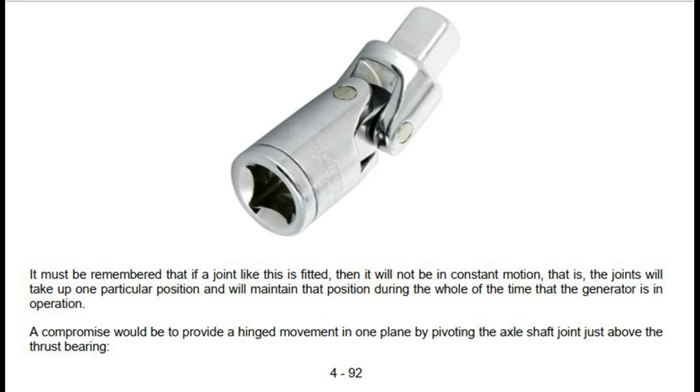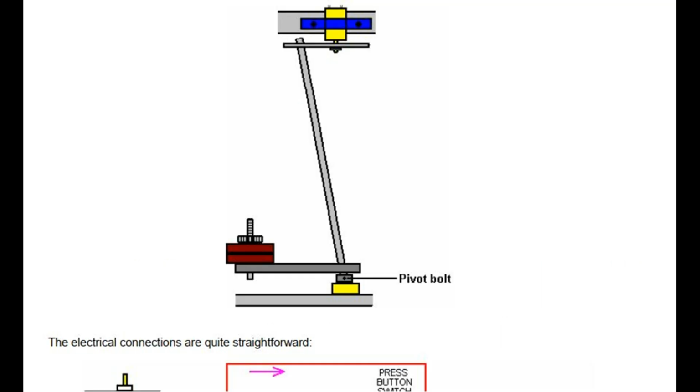These bearings come in different forms, and one of them looks like this. It must be remembered that if a joint like this is fitted, then it will not be in constant motion, that is, the joints will take up one particular position and will maintain that position during the whole of the time that the generator is in operation. A compromise would be to provide a hinged movement in one plane by pivoting the axle shaft joint just above the thrust bearing.